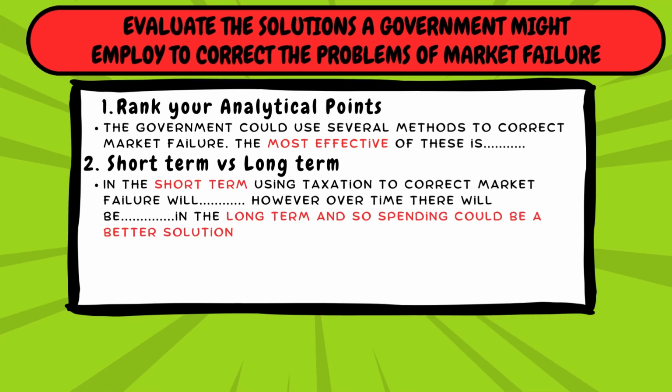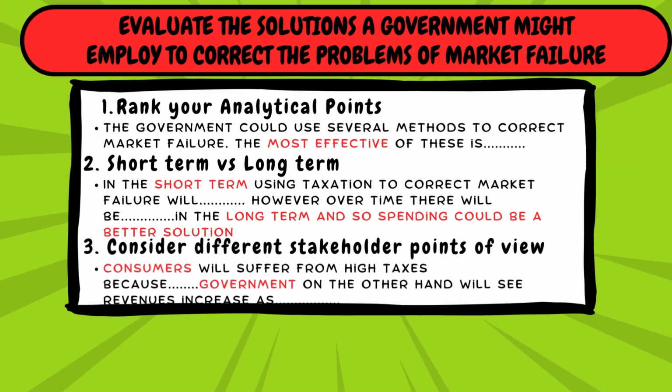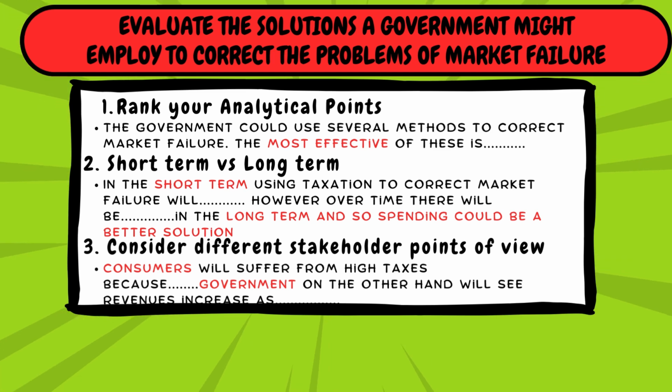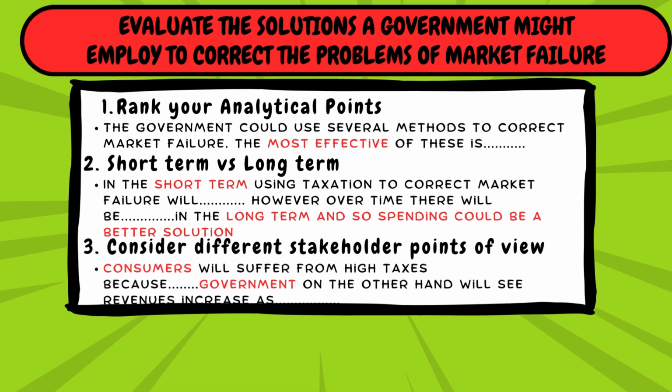Number 3, consider stakeholders. Consumers will suffer from high interest rates because ABC. However, governments welcome higher taxes because, etc. And that's how you do it.